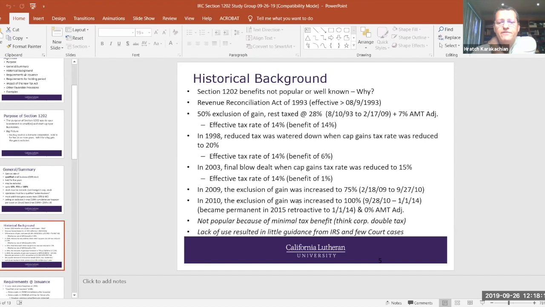In 2015, and this was temporary, it was every year Congress was extending it, like some of the other expiring provisions that we have. And in 2015, it was made permanent, retroactive to 1/1 of 2004.